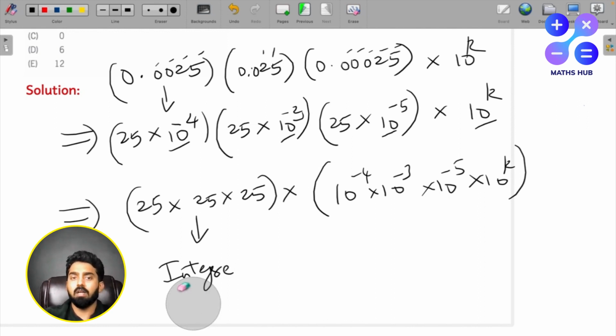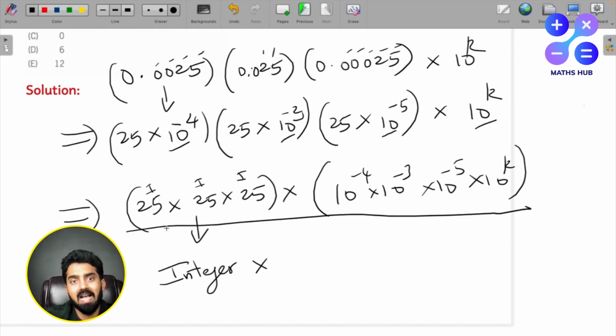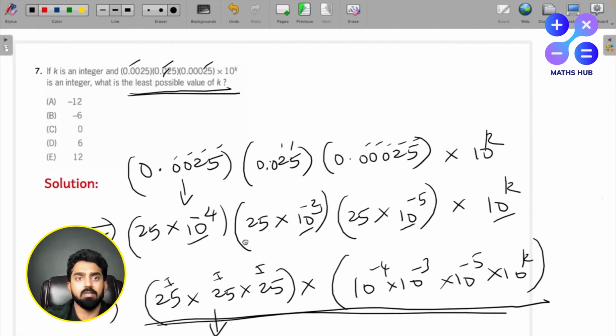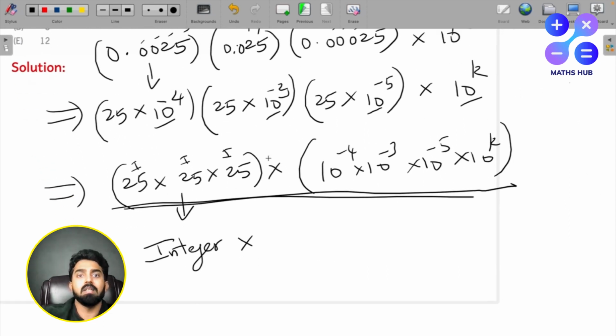And I hope you realize that integer into integer is always an integer. Multiply two integers, always an integer. This is an integer, this is an integer, this is an integer. Multiply, it is an integer. And if you want this entire thing to be an integer, this part has to be an integer. That's the question, right? If k is an integer and this entire thing is an integer, that means this also has to be an integer. And this has to be the least possible value of k.